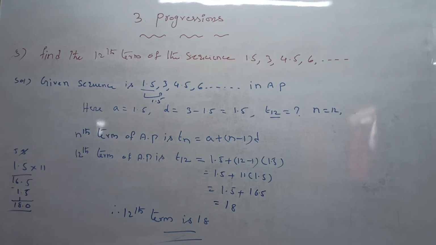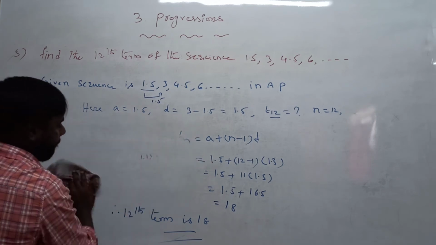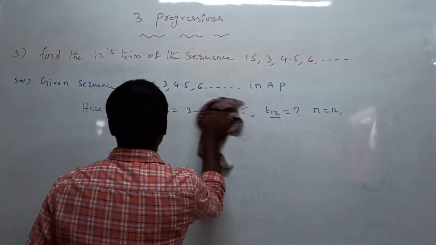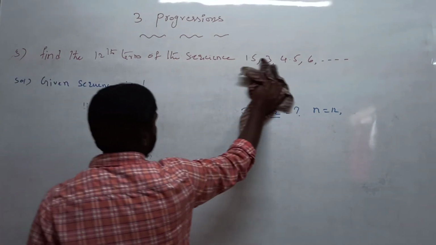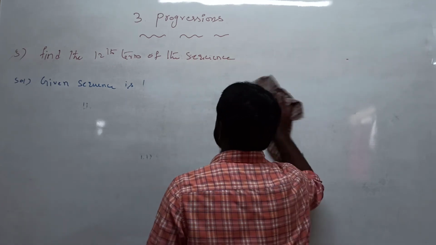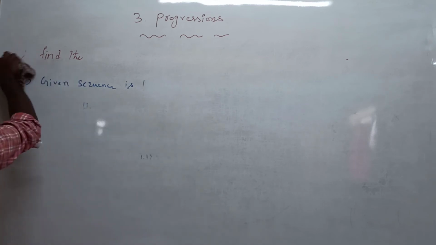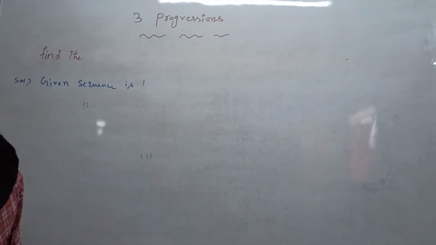The next question. Very easy. In all the problems we are only applying one formula, the nth term of the arithmetic progression formula. So only one formula is applied here. So this topic is also very easy. Sixth question.